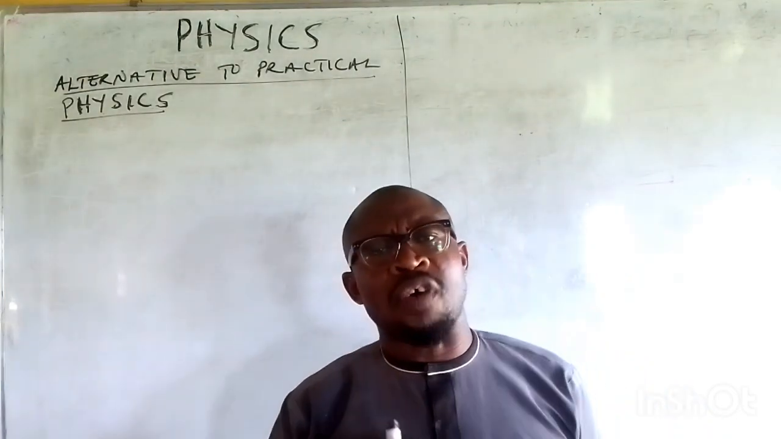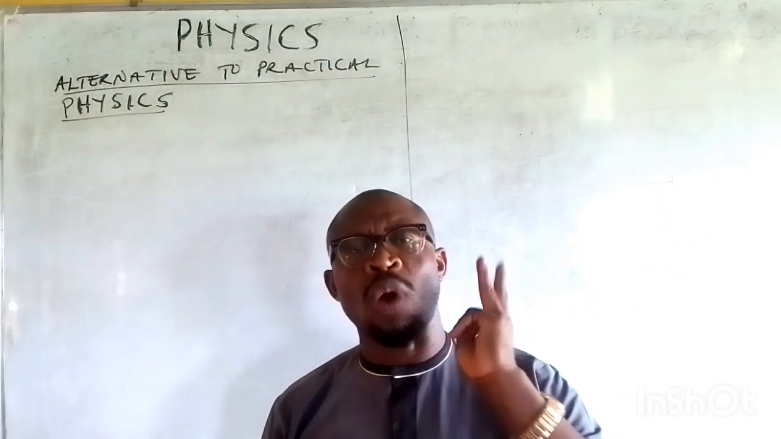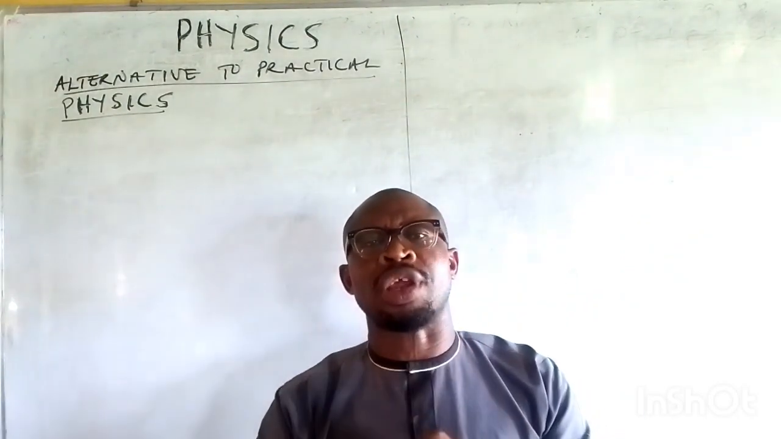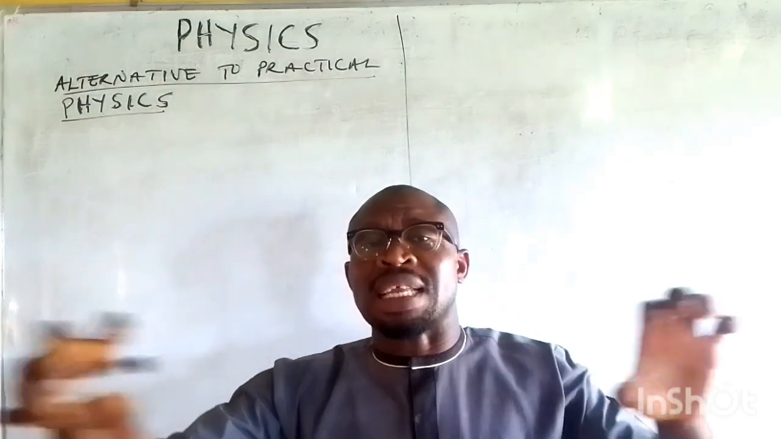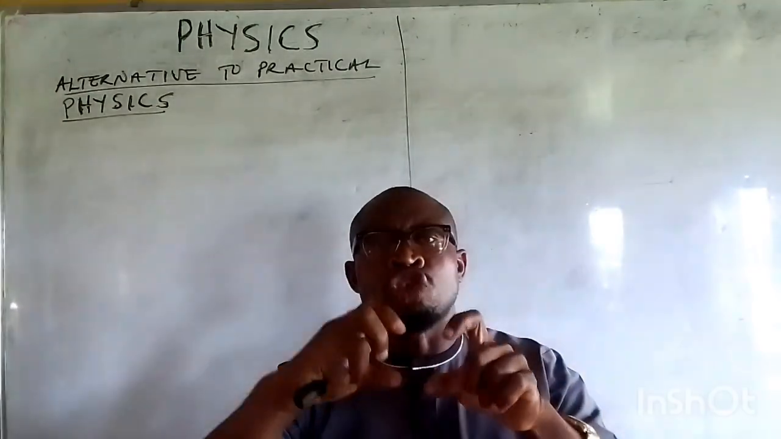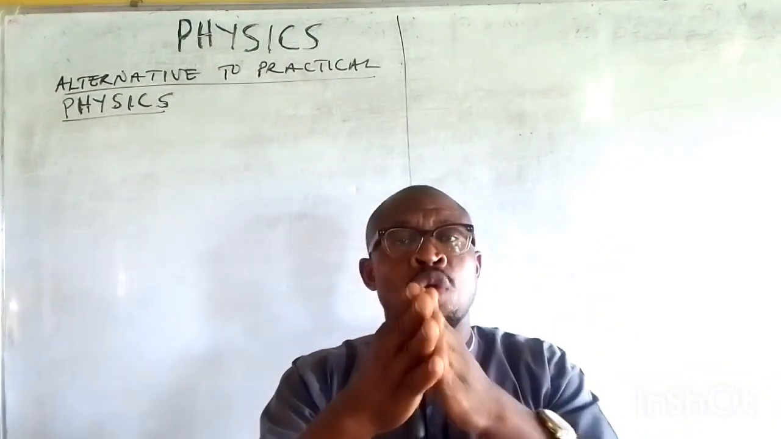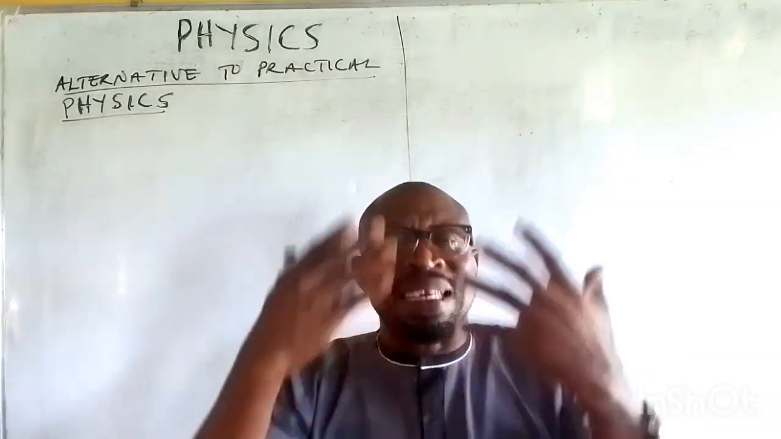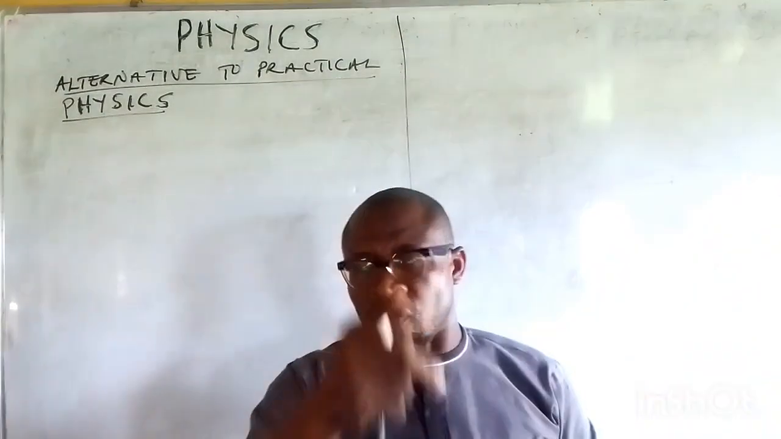The alternative to practical physics paper will have 3 questions: number 1, number 2, number 3. You are expected to answer only 2 questions, and you must answer within the stipulated time given to you. So you should not waste time trying to answer those things you do not know. In order to maximize your time, that is why this lesson is very important to you.